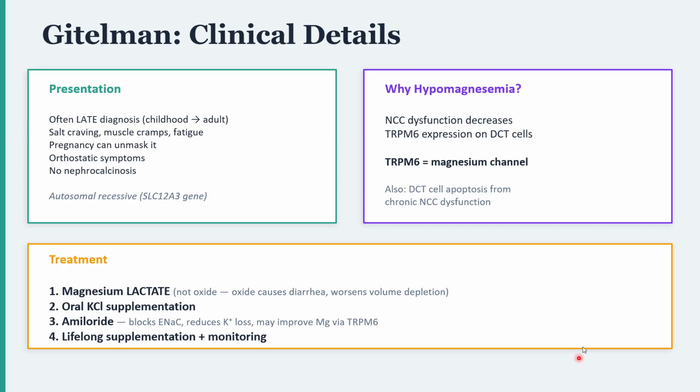Amiloride helps by blocking ENaC in the collecting duct, which reduces potassium wasting and may also improve magnesium retention through the effects on TRPM6.